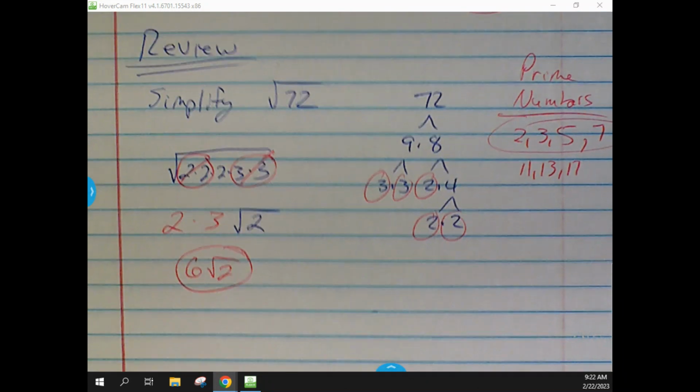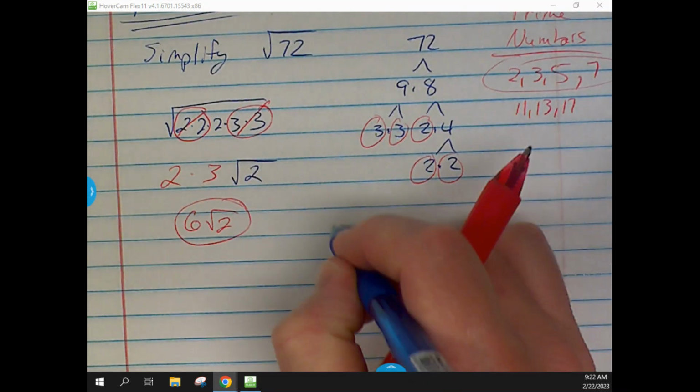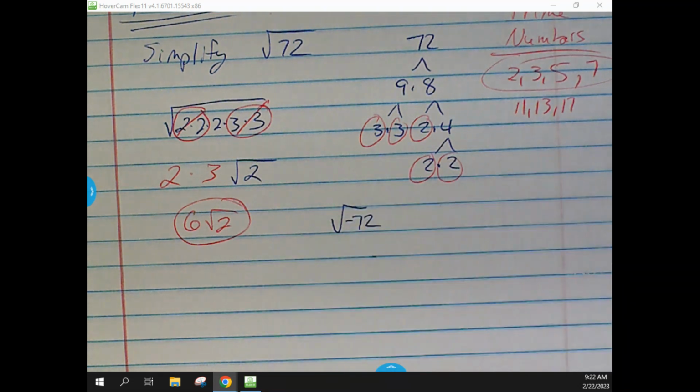And again, the only thing you have to realize different today is if you have to do the square root of negative 72.